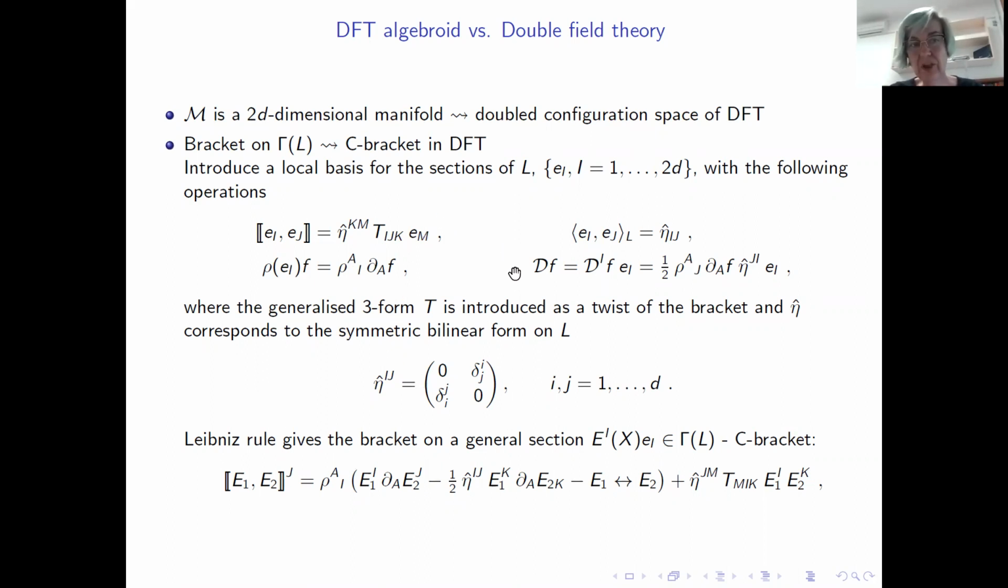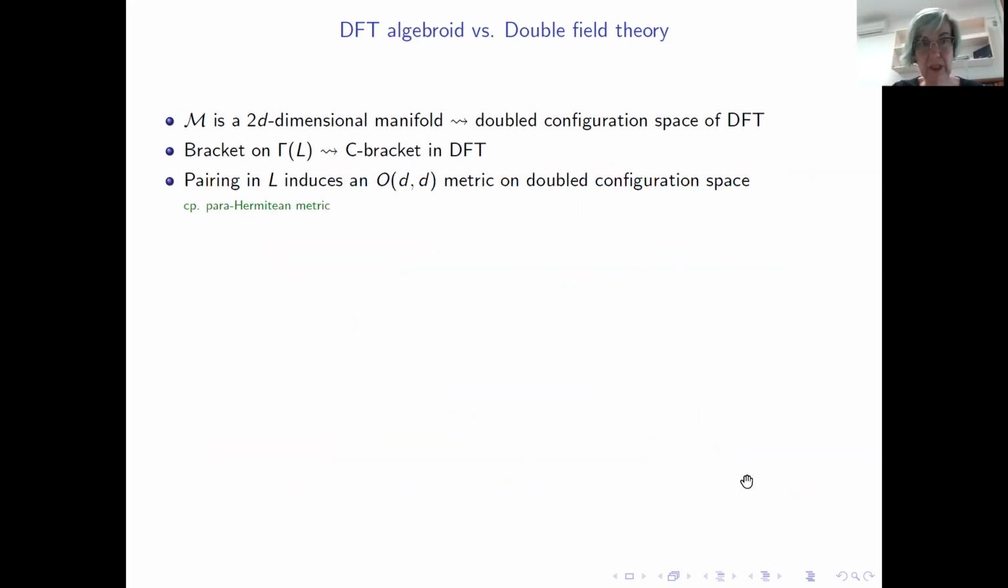And when I introduce this, you can use the Leibniz rule, this property 2 of the definition, to calculate the bracket on the general section of the bundle, and you will get the C-bracket I introduced before, plus the twist. As I said, this three-form here is actually the twist of the C-bracket. Okay, and now Jan's question, what is the pairing?